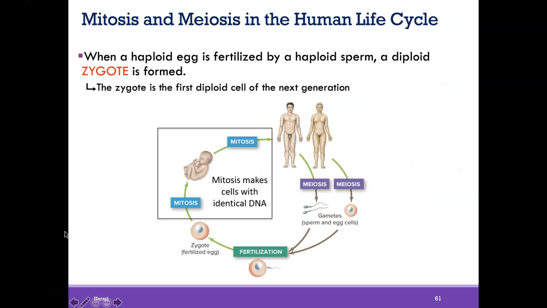Right? And just compare that to the human life cycle, where we don't have alternation of generations, right? We are always diploid, and we produce haploid gametes. Those come together to form another diploid organism. So we're always diploid, we just produce haploid gametes.